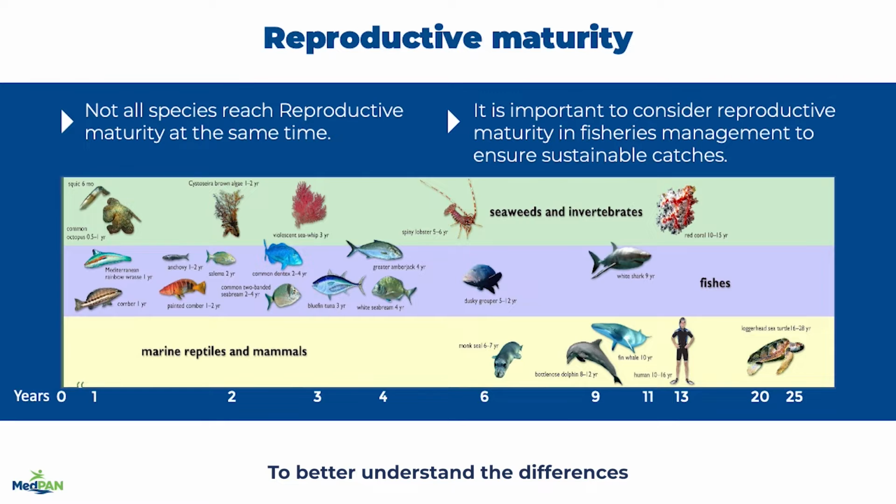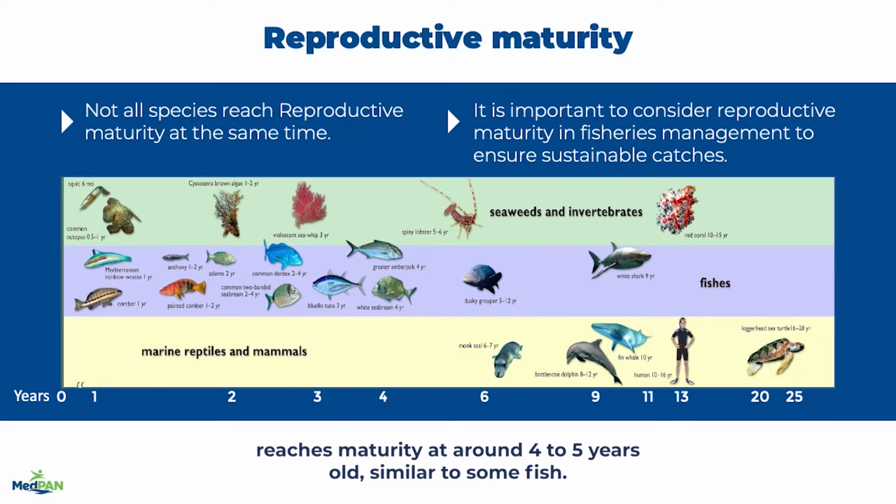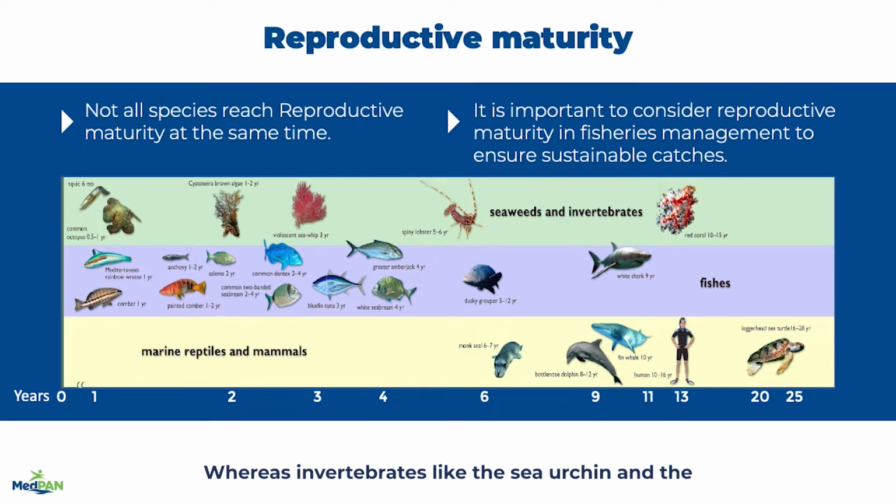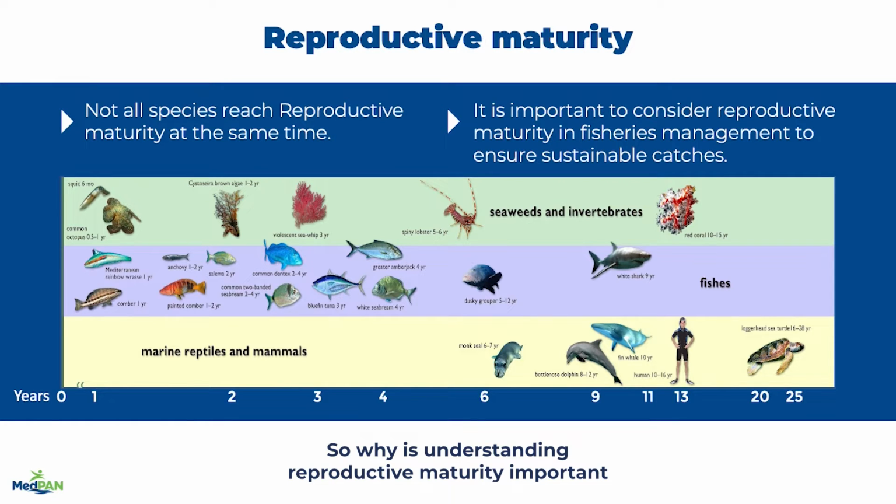To better understand the differences in age of maturity, let's take a look at some other marine species. The Mediterranean monk seal, a critically endangered species, reaches maturity at around 4 to 5 years old, similar to some fish. In contrast, the loggerhead sea turtle, a species listed as vulnerable, takes up to 20 years before reaching sexual maturity, whilst invertebrates like the sea urchin and the sponge can reproduce when they are only 1 year old or less. So, why is understanding reproductive maturity important for fisheries management?